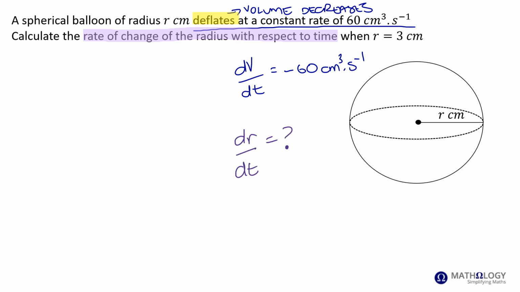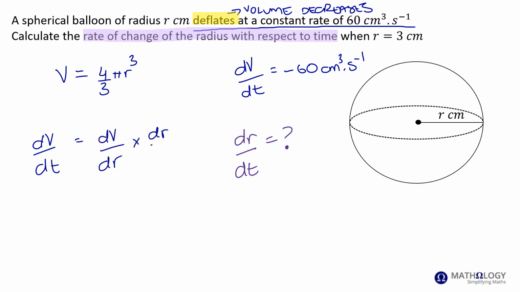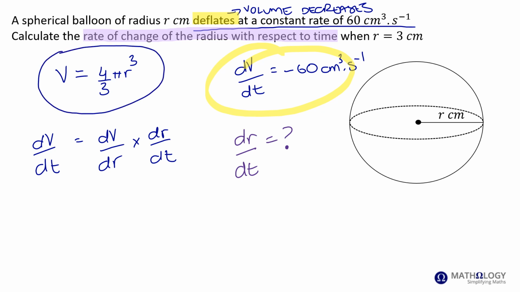Now, since the balloon is spherical, and the volume of the balloon decreases over time, we need to know the volume of a sphere, which is 4/3 pi r cubed. To relate the given information to what we are required to determine, we will use the chain rule. In other words, dV/dt is written as dV/dr times dr/dt. We know the value of dV/dt, since it was given. And we know the volume of a sphere, from which we can find the derivative, dV/dr.